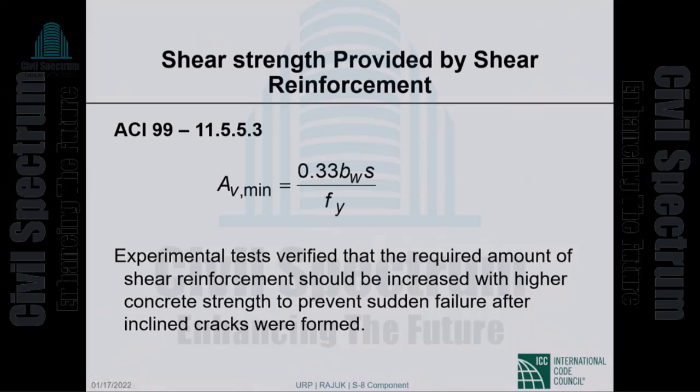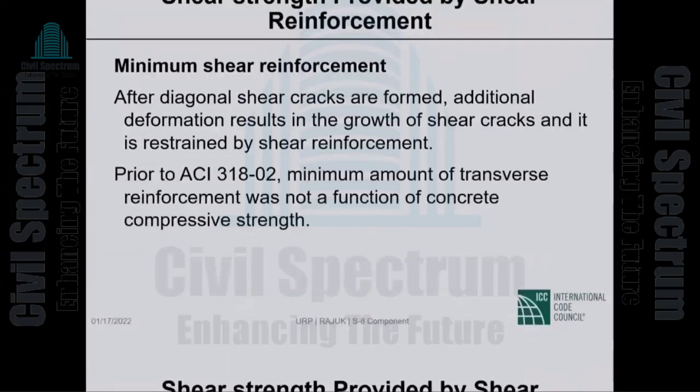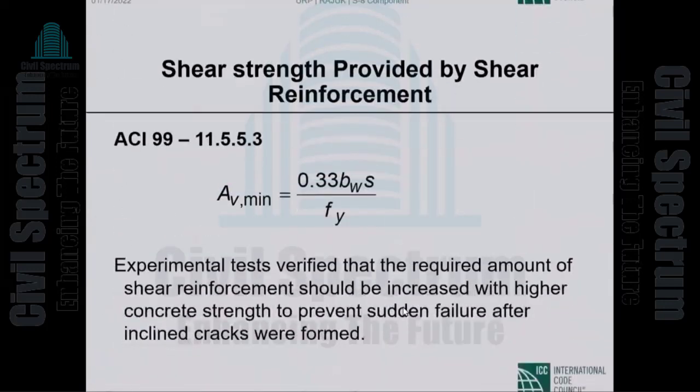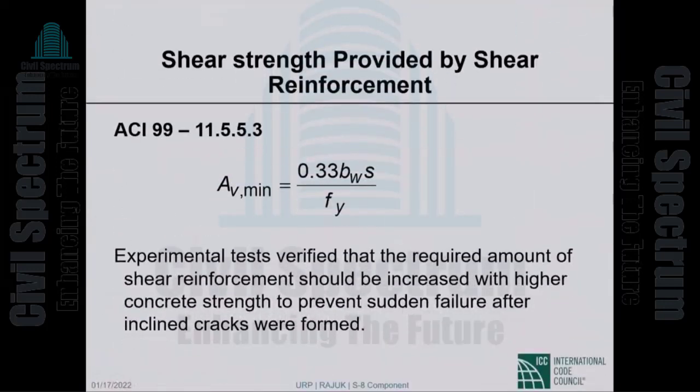I said is given by, used to be given by. Okay, so ACI 318-99, we are talking about 318-08, remember, in BNBC 2020. So this is in the past. But as we said, prior to 318-02, minimum shear reinforcement did not depend on compressive strength.